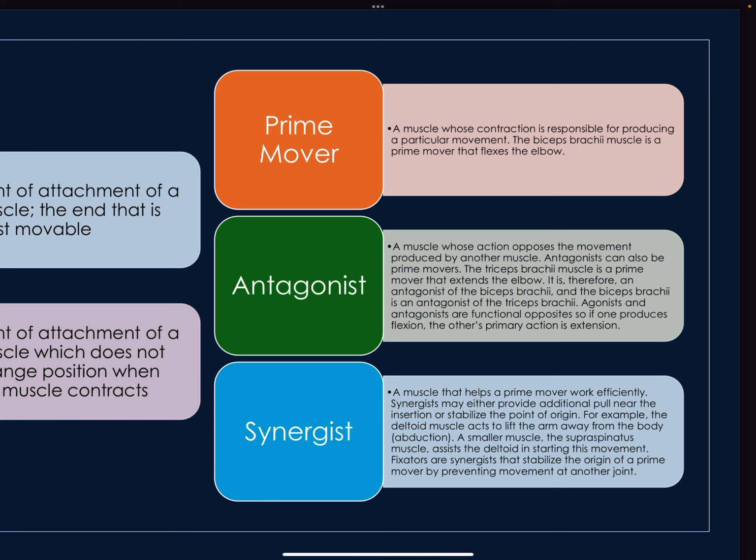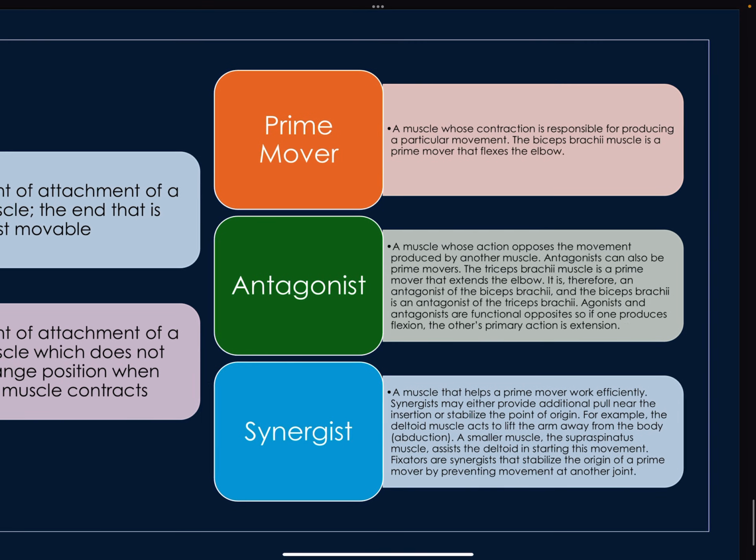And then synergists are muscles that help a prime mover work efficiently. Synergists may either provide additional pull near the insertion or stabilize the point of origin. For example, the deltoid muscle acts to lift the arm away from the body. This is abduction. A smaller muscle, the supraspinatus muscle, assists the deltoid in starting this movement. Fixators are synergists that stabilize the origin of a prime mover by preventing movement at another joint.